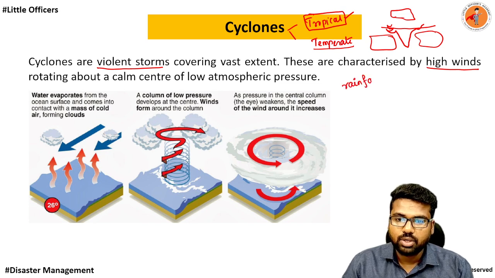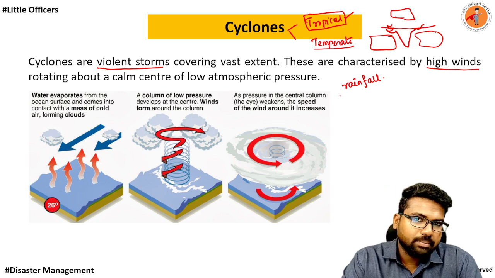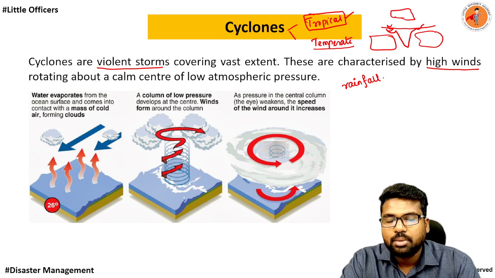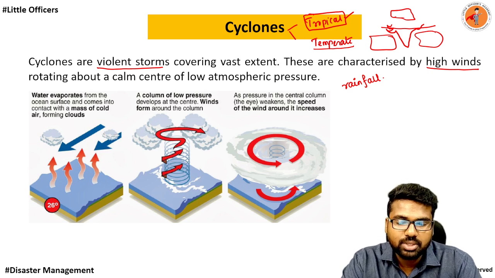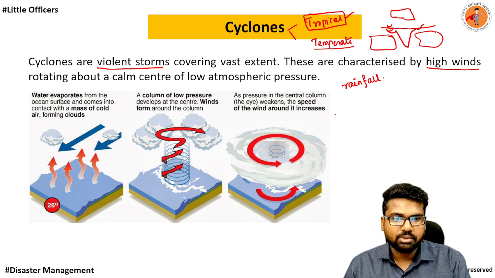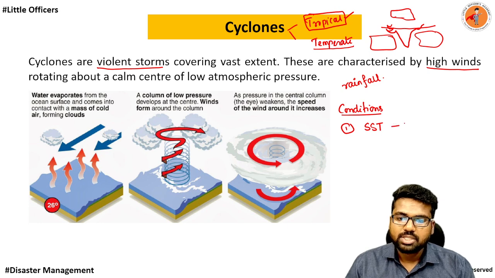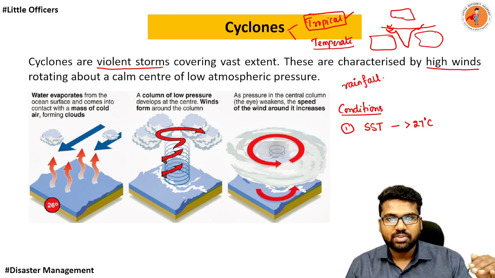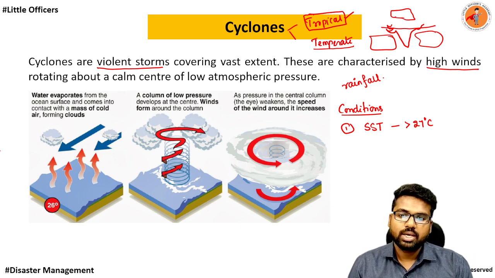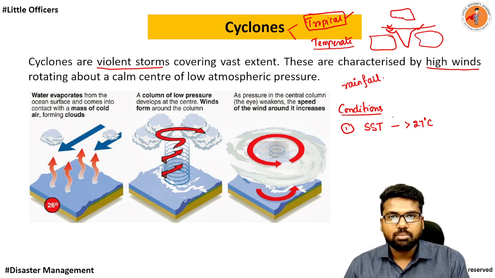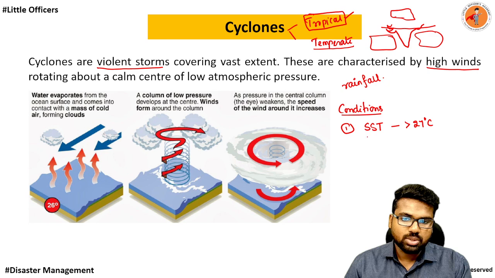What is the mechanism, how does this happen, and what are the prerequisite conditions for the development of a tropical cyclone? There are certain conditions required, then we will enter into the mechanism. So what are the conditions? First and foremost, the sea surface temperature must be more than or equal to 27 degrees or so. So there should be warm sea surface waters in the oceans, because this high sea surface temperature is going to provide the latent heat by moistening the oceanic air. So this is one condition.